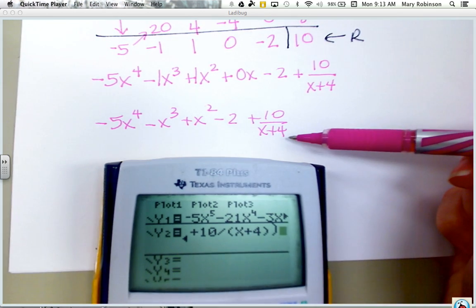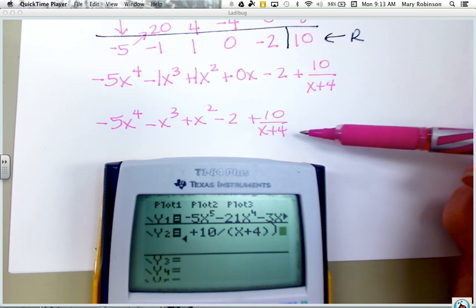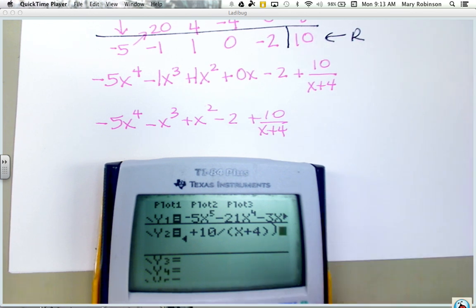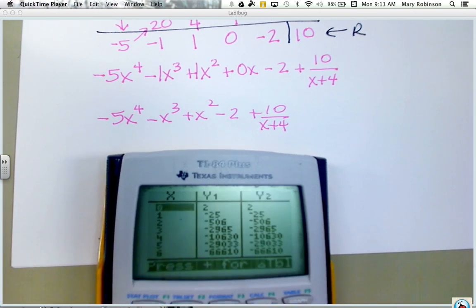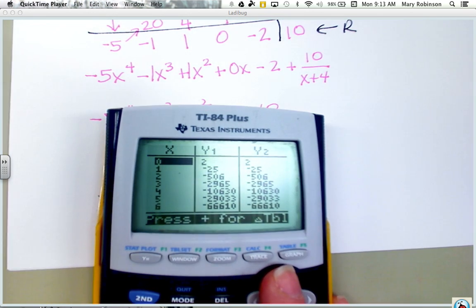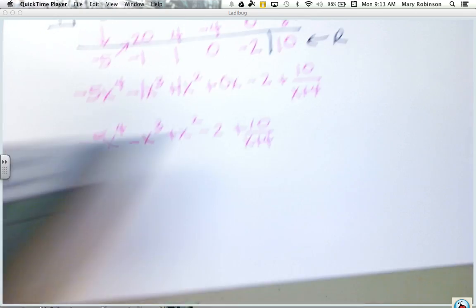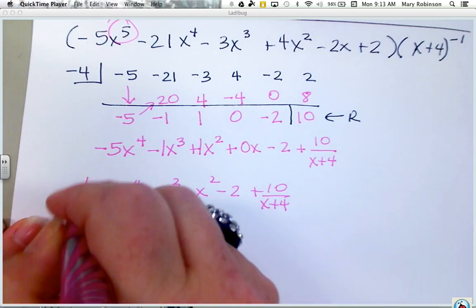Remember we talked about there being an error message, so if you think about what number plus 4 will give you a denominator of 0, meaning it's undefined, that would be negative 4. So I expect to see an error message at negative 4. But as long as all the other numbers in y1 and y2 are correct, then my answer is correct. And that looks good. You can see here at negative 4, that's where that error message is. But other than that, all of our y1 and y2 values match. So that is our quotient.